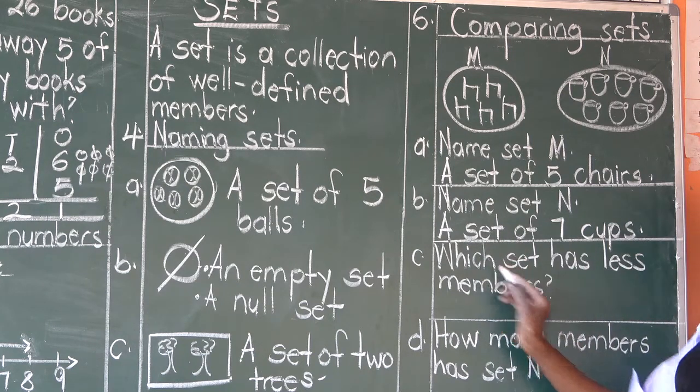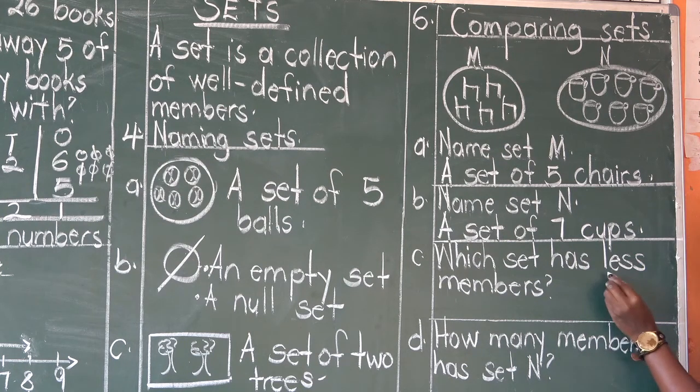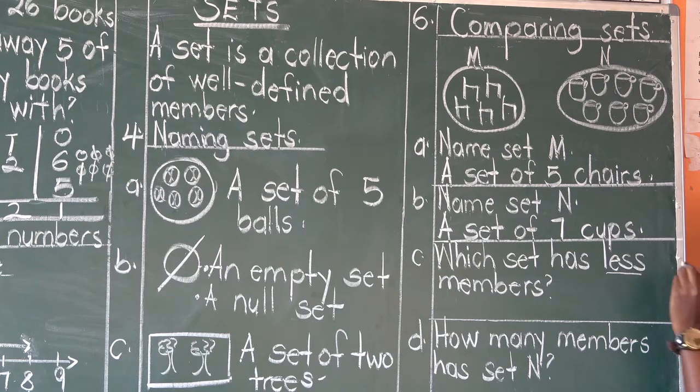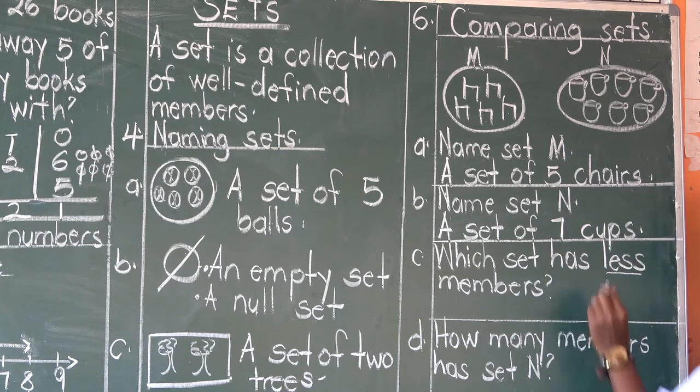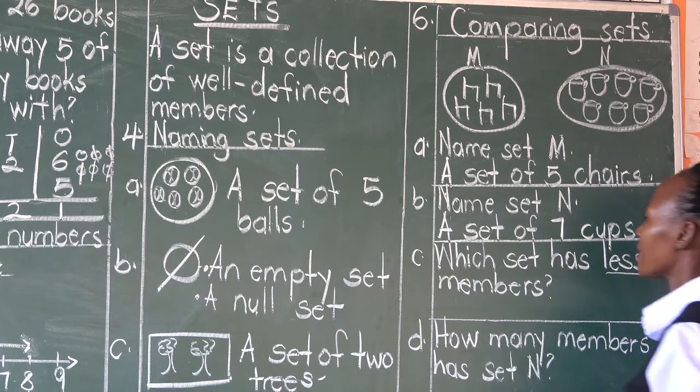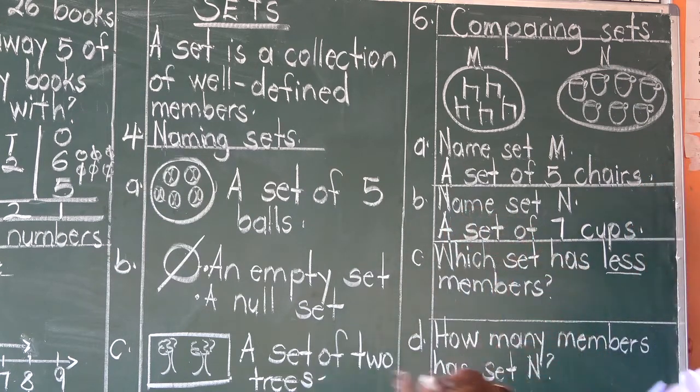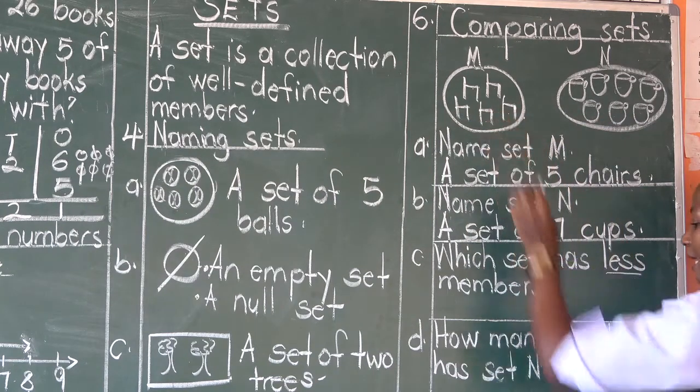Here it is. Which set has less members? I'll take this one to be my keyword, or that which is guiding me or directing me on what to do. And what does it mean? I'll say few. Now, which set has few members? Or which set has less members? Now, let me compare my 2 sets. This or this? Okay, it is set M.